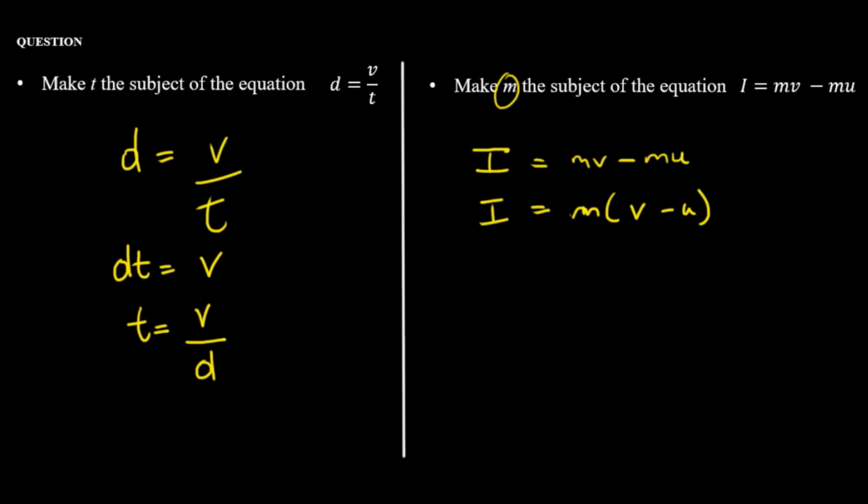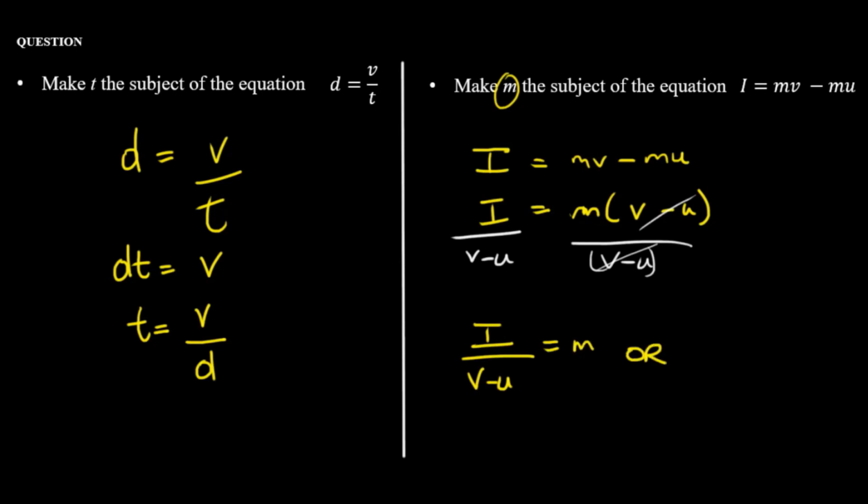Since m is multiplying v minus u, then if I divide both sides by v minus u, right, then v minus u will cancel on the side that m is, and that would just leave me with I over v minus u is equal to m. Or I could rewrite it with m at the left-hand side of the equation. So that's how we can transpose some equations.